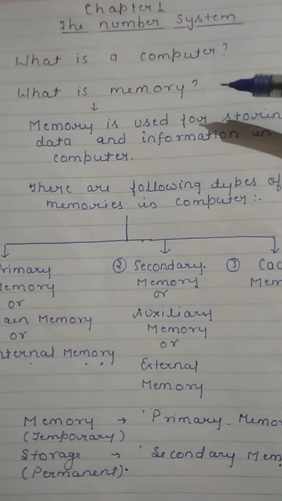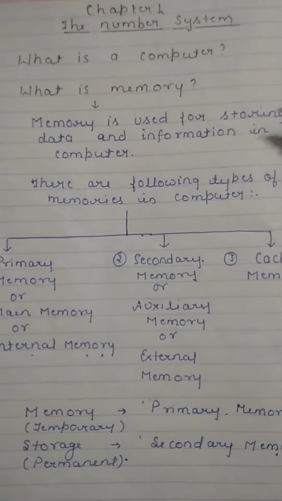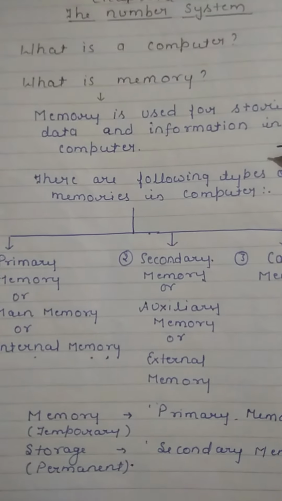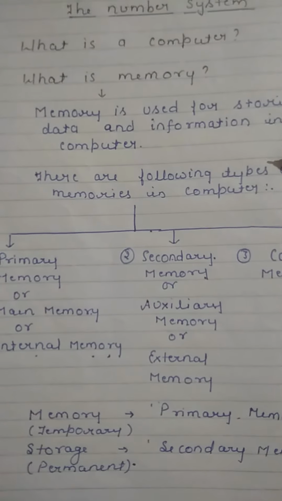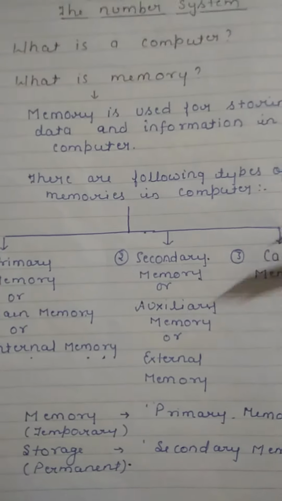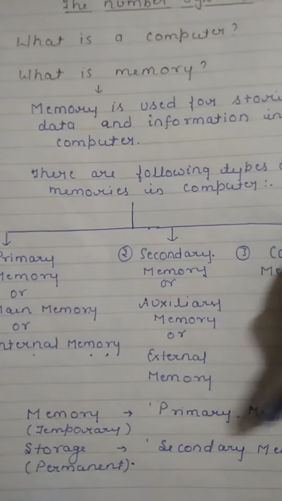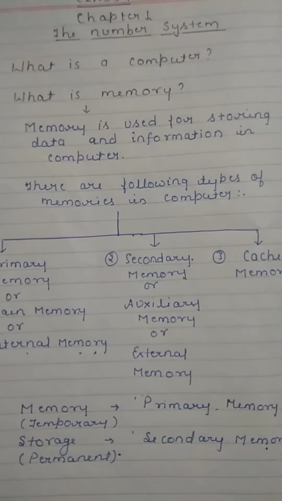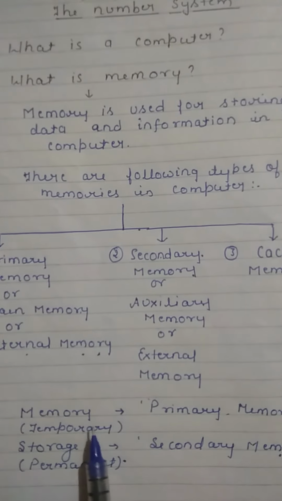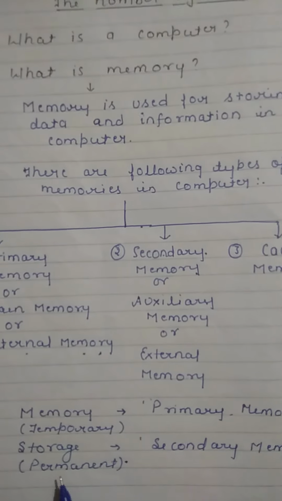Again, I am repeating, what is memory? Memory is used for storing data and information in a computer. There are three types of memories we use in a computer system: primary, secondary, and cache memory. And memory we use for primary memory, and storage we use for secondary memory. Clear? And we can say that memory is used for storing data temporarily, and storage is used for storing data permanently.